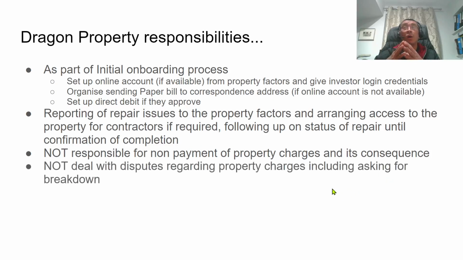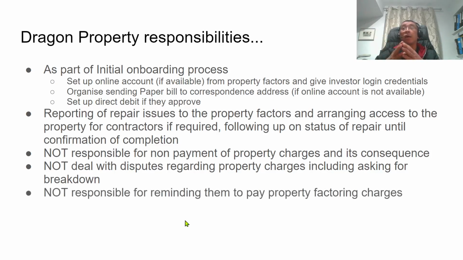And also, we're not going to be involved with dealing with disputes about the charges and breakdowns of the charges. That is your responsibility. If you want to get clarification or if you dispute anything, then you need to contact them, email them or call them directly, call the property factors. As the letting managers, we are not responsible for that, okay? And we're not responsible for reminding you to pay your property factoring charges.